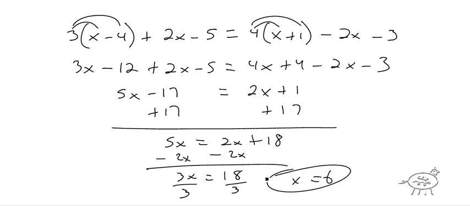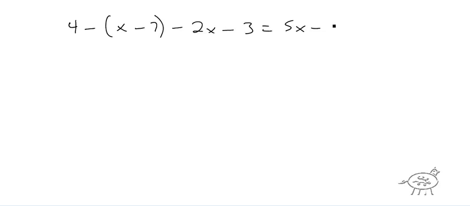Let's do a couple more, just a little practice here. Hopefully you're trying these problems too. You can even hit pause and try the problems out and then hit play to see if you get the right answer. Not a bad thing to do. Let's try 4 minus parentheses x minus 7, minus 2x minus 3, equals 5x minus 2 times parentheses x plus 4, minus 2. That looks good.